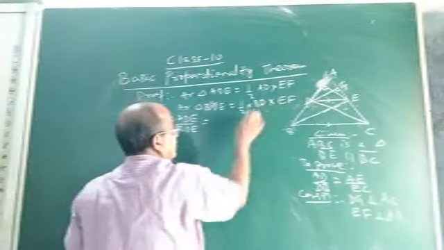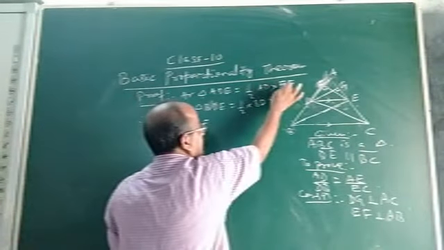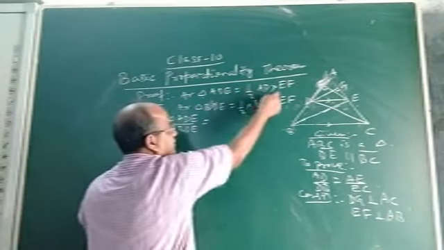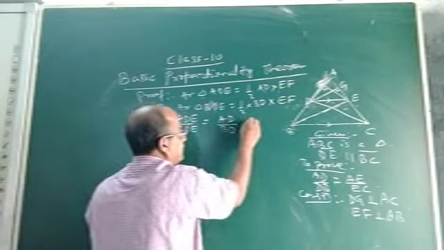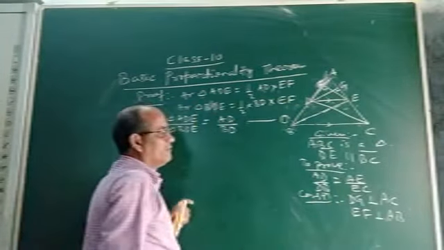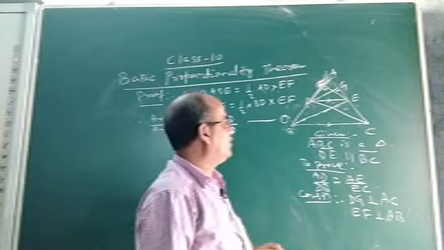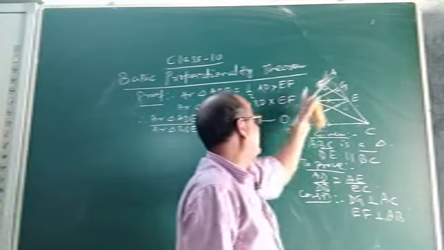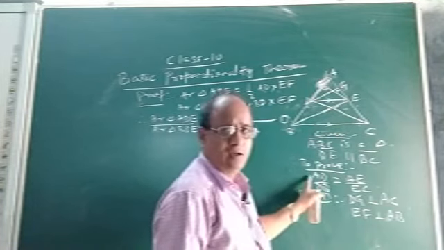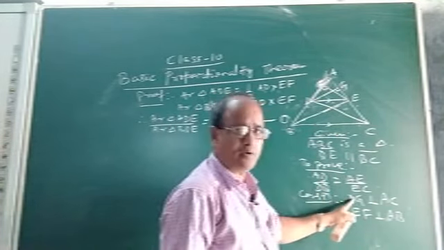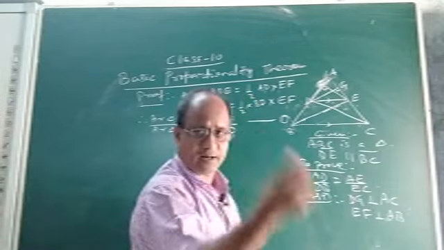If you put these values, half will be cancelled, EF and EF will be cancelled. If you divide these two, what will you get? You will get AD by BD. Suppose this is equation 1. So we got area of ADE by area of BDE as AD by BD. Our aim is to show AD by DB equal to AE by EC. Now what is the next step?